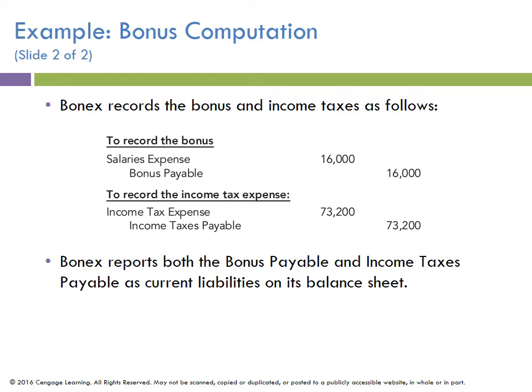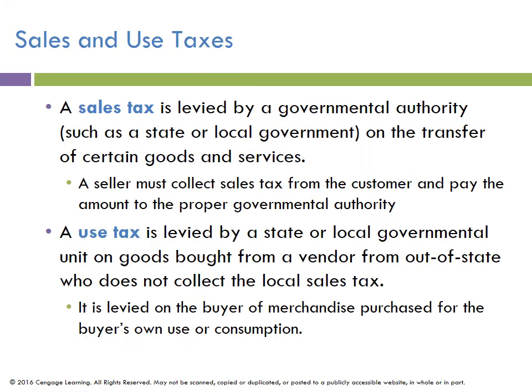Bonex will then record salary expense $16,000, bonus payable $16,000 in the year it accrues, in the year that the net income occurs, and then debit income tax expense and credit income tax payable for the amount of the income tax. And they're all current liabilities.